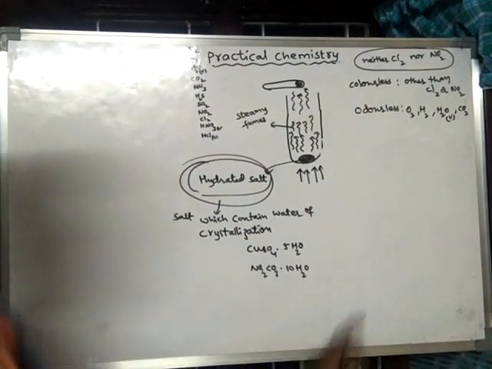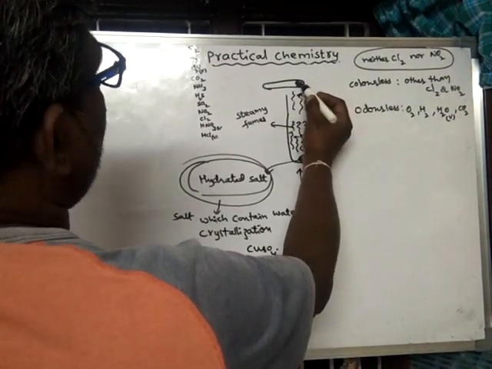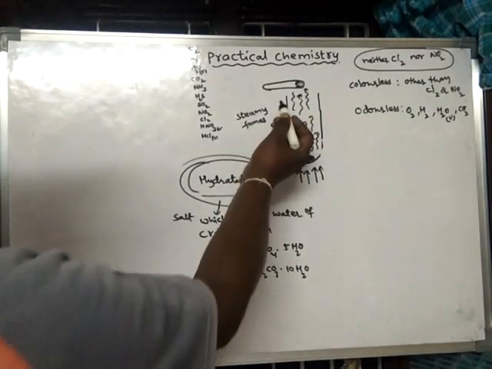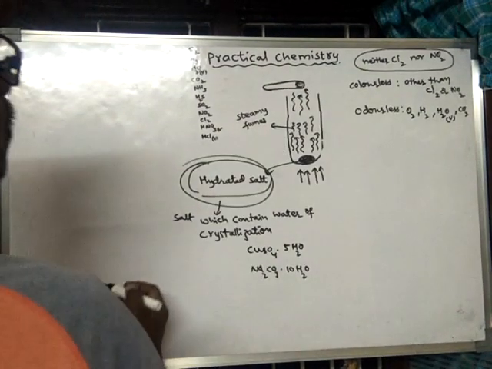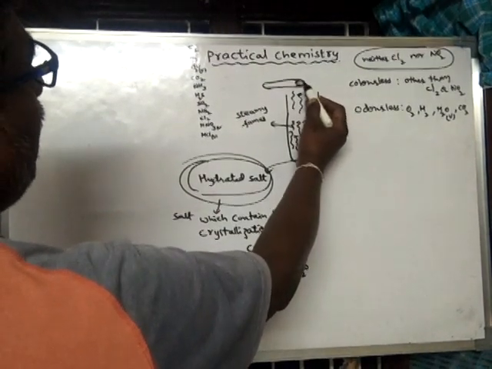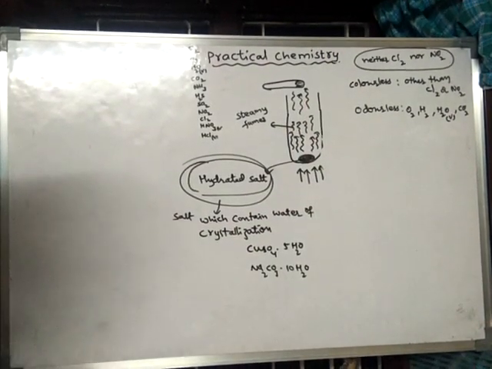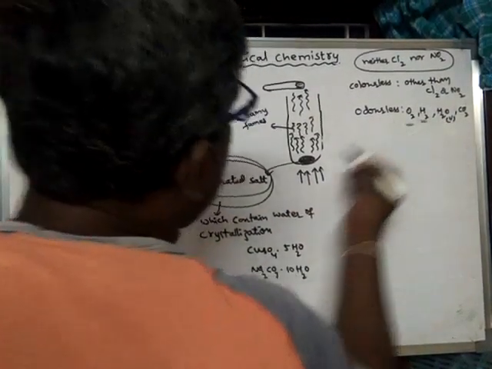It is not hydrogen. And bring a glowing wooden splint. That means remove the flame and bring the glowing splint towards it. So what happens? This glowing splint is not catching any flame. That means it is not oxygen gas. It is not hydrogen gas, and it is not oxygen gas.